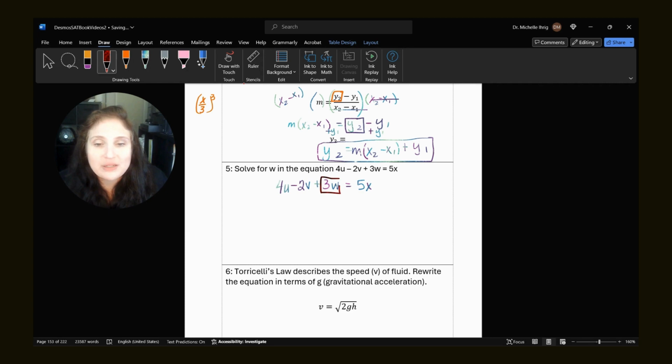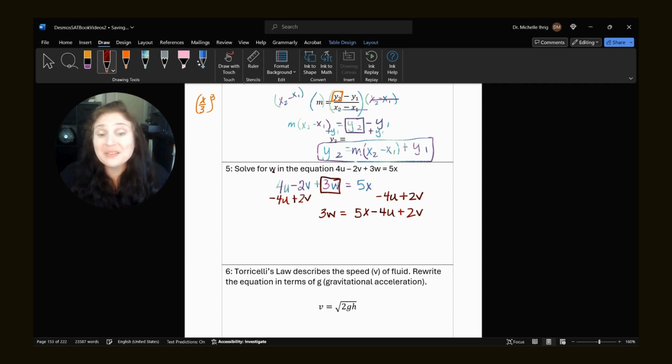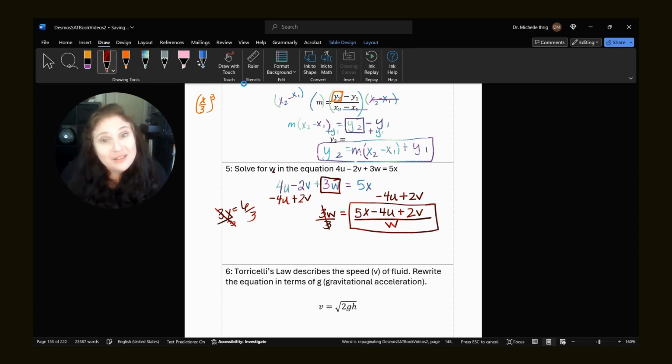So I'm going to circle the 3w because I want w. So I have to get rid of everything else first. So the opposite of adding 4u is subtracting 4u. So I'm going to put minus 4u here. The opposite of subtracting 2v is adding 2v. So I'll add 2v here. So now I'm left with 3w equals 5x minus 4u plus 2v. And then this is just like an old school 3x equals 6, divide both sides by 3. So we're just going to divide this by 3 to get w by itself, and then divide this whole thing by 3. So that is our final answer.